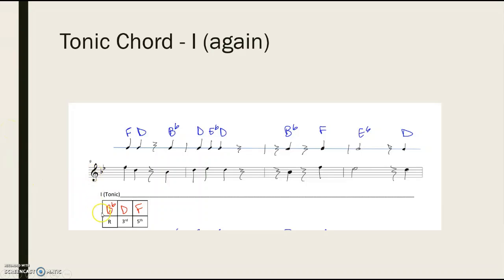Okay, next we're gonna write 4 measures for the tonic chord. So we've got B flat, D, and F. Here I chose the chord tones and wrote them above my chosen rhythm in blue, and then I transferred the notes to the staff.